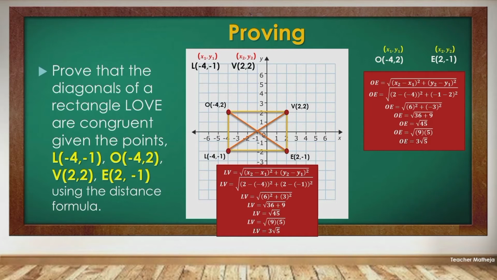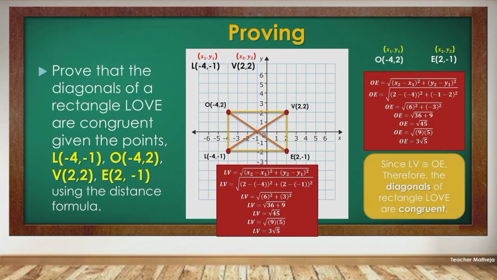So we have the square root of 36 plus 9. And 36 plus 9 is 45. So we have the square root of 45. And square root of 45 can still be simplified as the square root of 9 times 5. And square root of 9 is 3. So we have the answer as 3 square root of 5. So the diagonal OE is equal to 3 square root of 5.